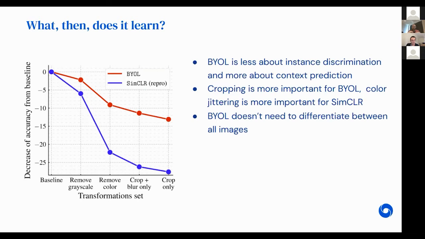Well, one thing to keep in mind is that BIAL doesn't actually need to differentiate between all images. If you have two golden retrievers, BIAL can have the same representation for them as long as that representation is able to predict the stuff in the context. Whereas with Sinclair, in order to differentiate between those two, it may be latching on to some kind of low-level pattern that's different between the two golden retrievers and using that, which is maybe not what you want.